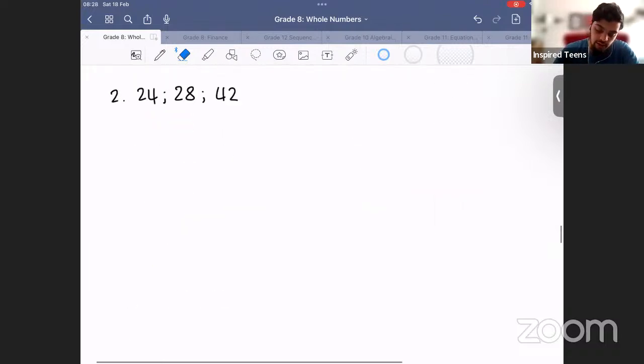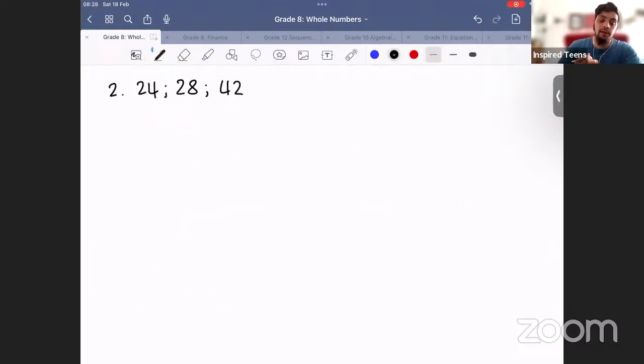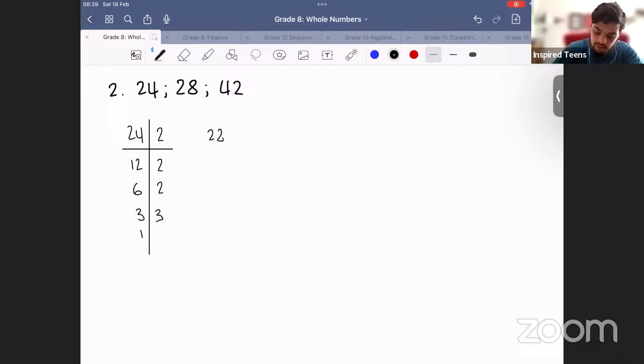Okay, let's do it now for 3 numbers. Highest common factor for 3 numbers. So I'm going to try and speed through this ladder method prime factorization thing so we can go fast. 2 and 12. I'm not going to even write it in 2 colors. 2 and 12, 2 and 6, 2 and 3, 3 and 1. If I make any mistakes, please stop me. 2 and 14, 2 and 7, 7 and 1.